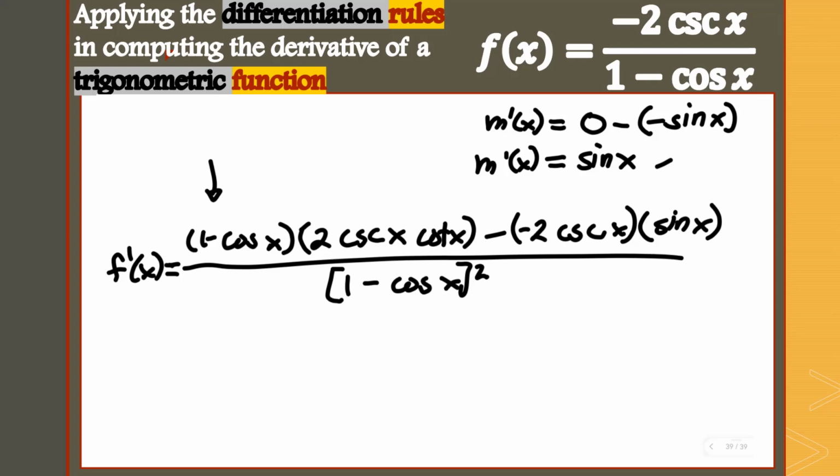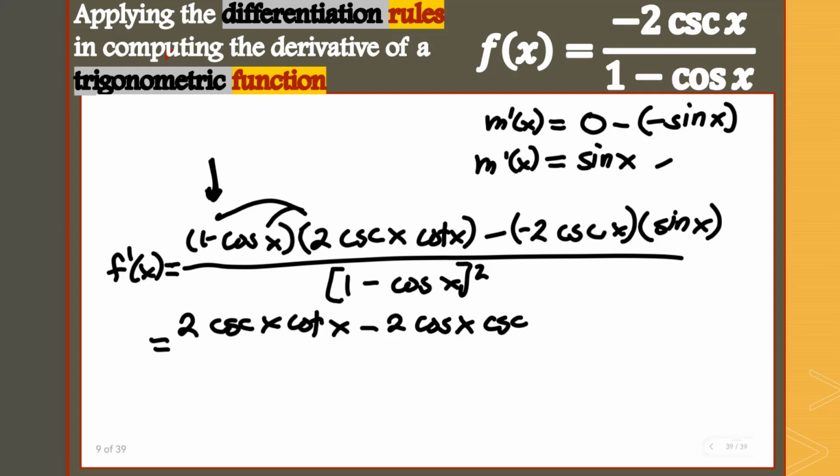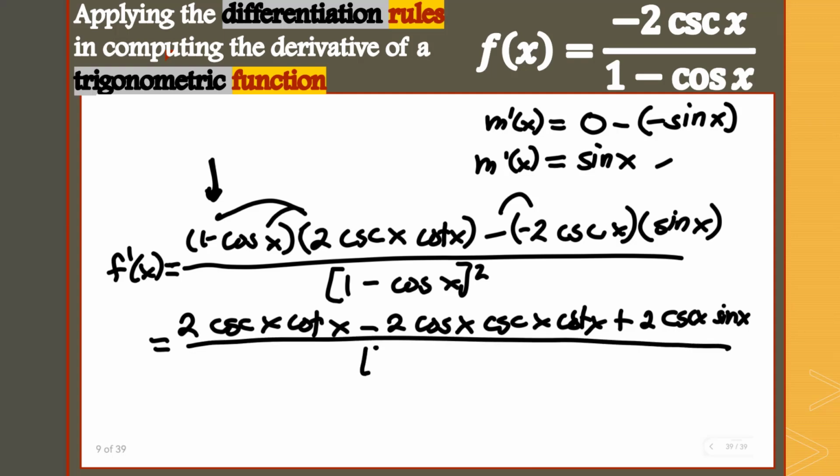Take note, you cannot just distribute that because it's a binomial expression. Our numerator here, I mean this first term, is a binomial expression, so you have to distribute that in two terms. So you have here 2 cosecant x cotangent x, then minus 2 cosine x cosecant x cotangent x. This becomes plus 2 cosecant x and then sine x, all over the square of 1 minus cosine x.